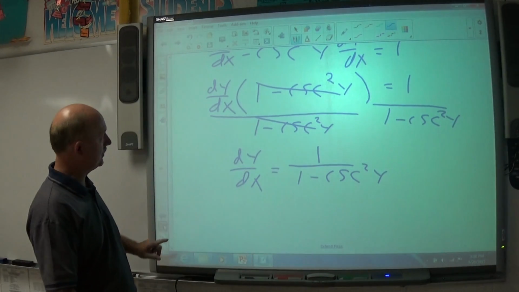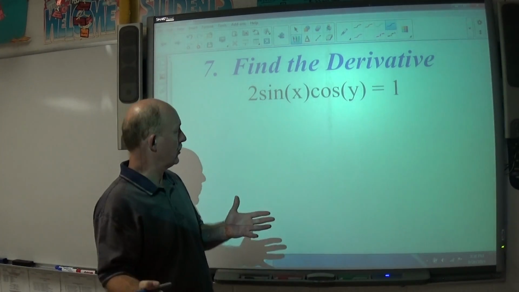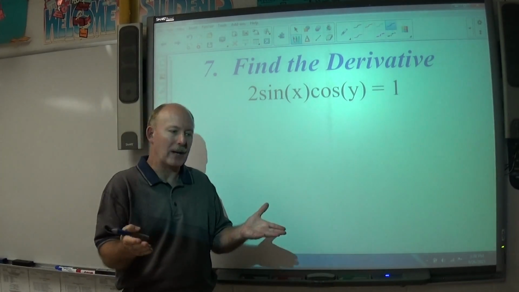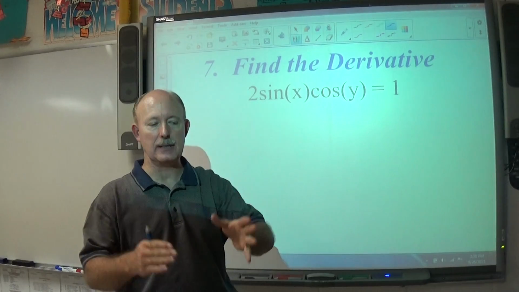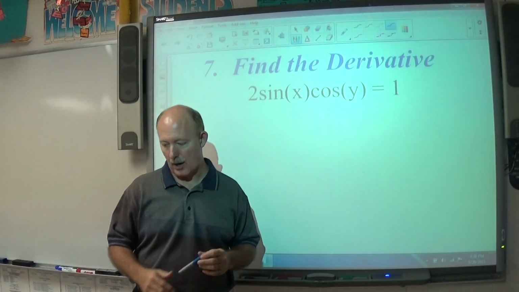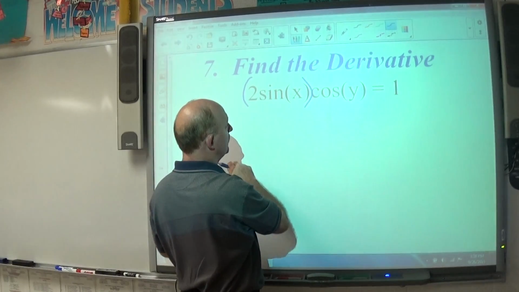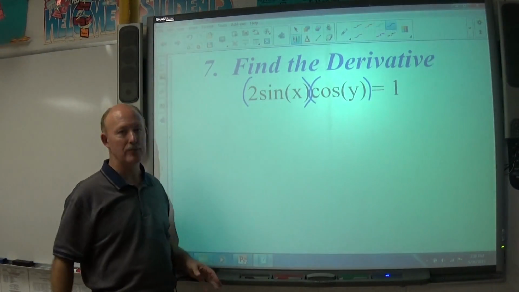Okay, let's try problem number 7. Now once again, we're just finding the derivative, not the slope or anything. Now immediately, this is another trig problem, so right away you got to recognize 2 sine x cosine y, that's a product again. So we're going to have to use our product rule to find the derivative. So let's start off. 2 sine x will be the first function, cosine y will be the second function.